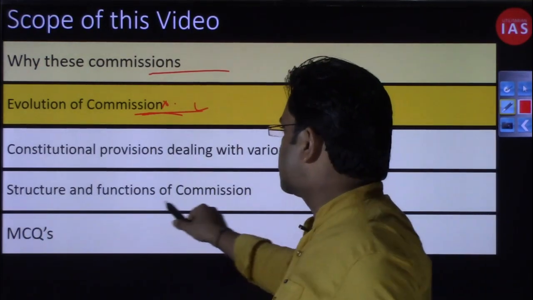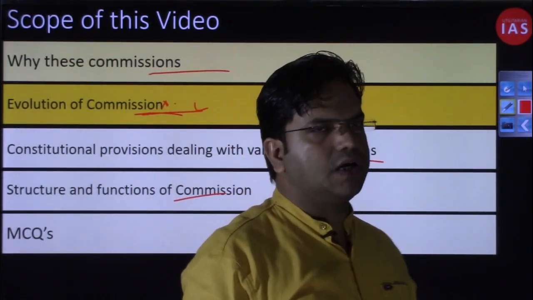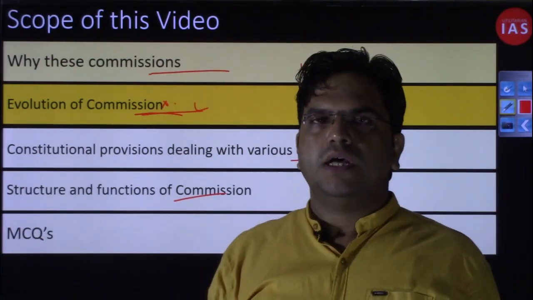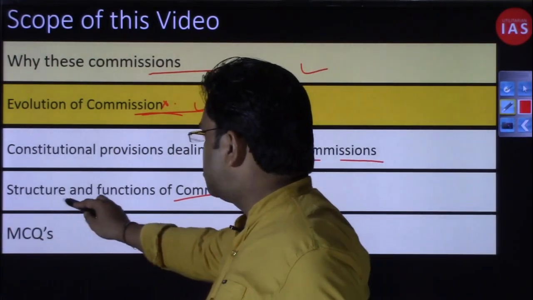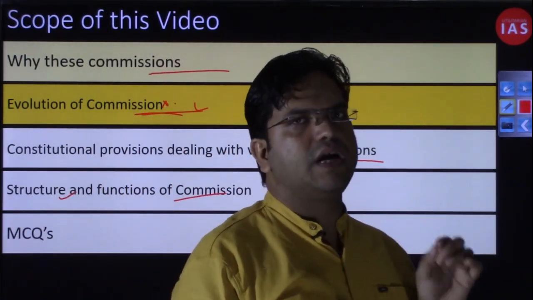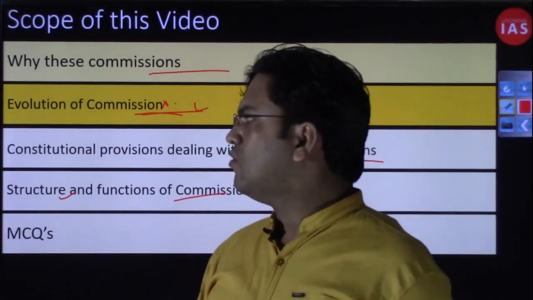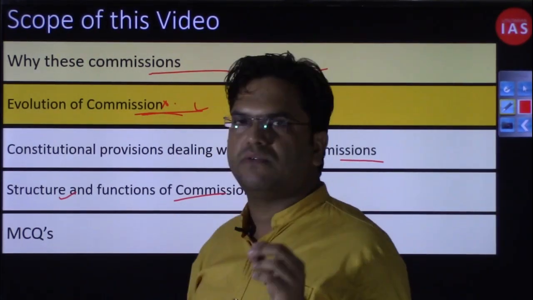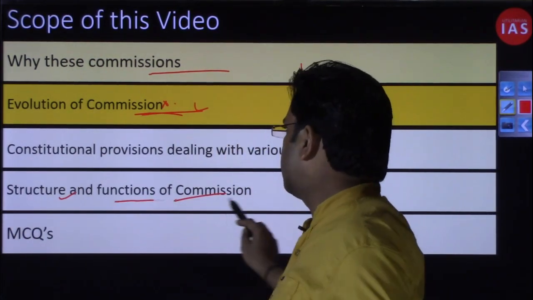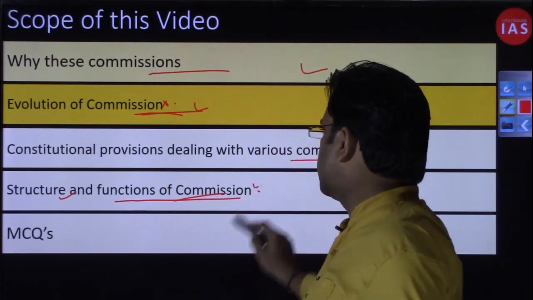Then we will discuss the structure and functions of these commissions: how many members, whether these commissions are going to be single-member or multi-member bodies. If multi-member, how many members will the commission have, and what positions are present in it, whether it will have a chairperson, vice chairperson, or president, vice president, how many members it will have, and what the role of the members will be. Then we will discuss the functions of these commissions, what their role and job is. That we will discuss in the fourth leg of this video.